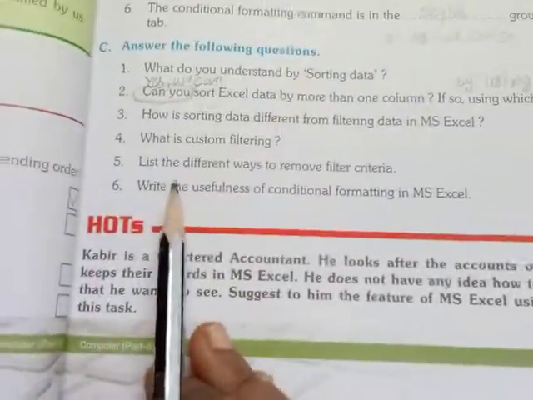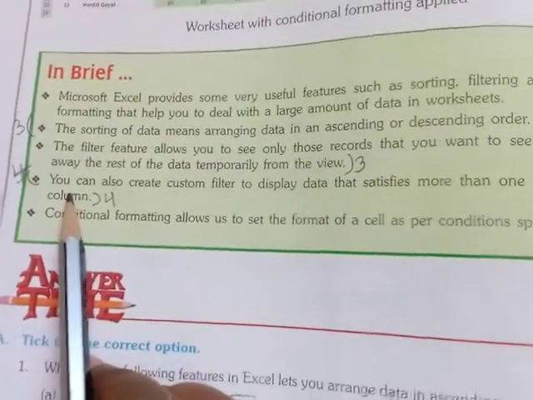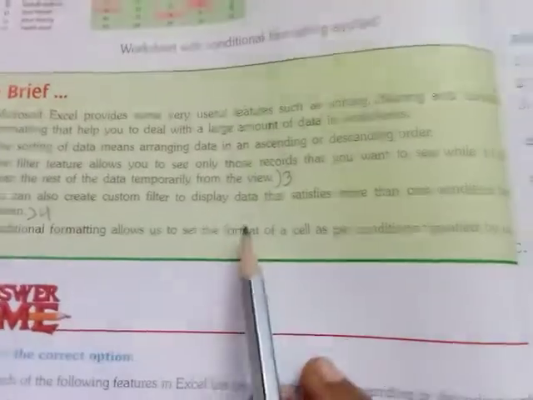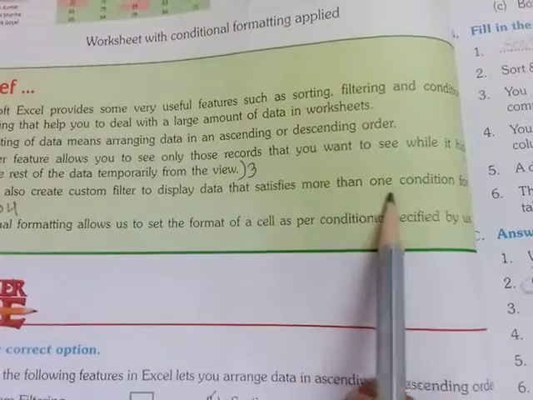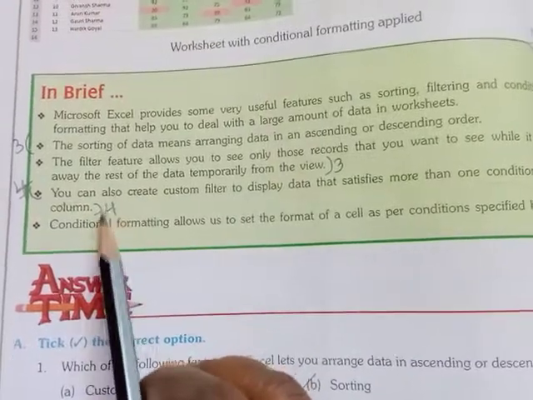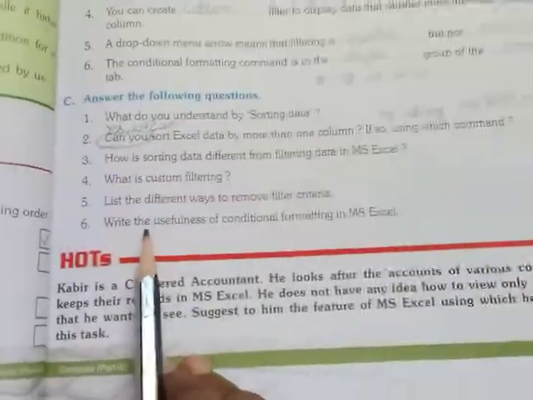Next see fourth question, children. What is custom filtering? For this, same, children, in brief, the fourth point is the fourth question answer. See here, you can also create custom filter to display data that satisfies more than one condition for a column. This fourth point is the fourth question answer in brief. Okay.